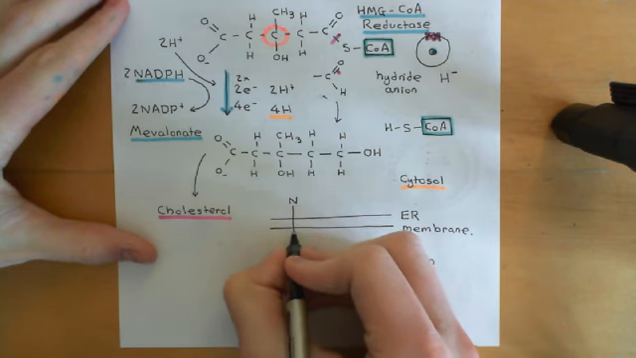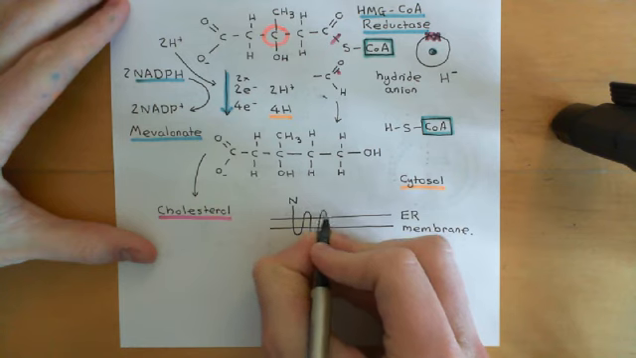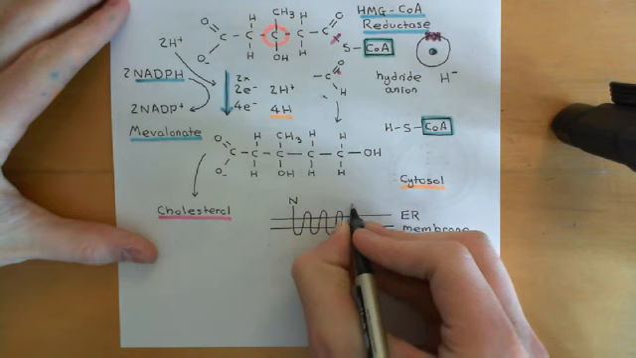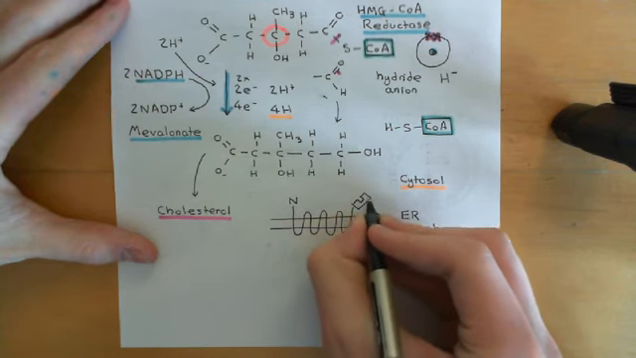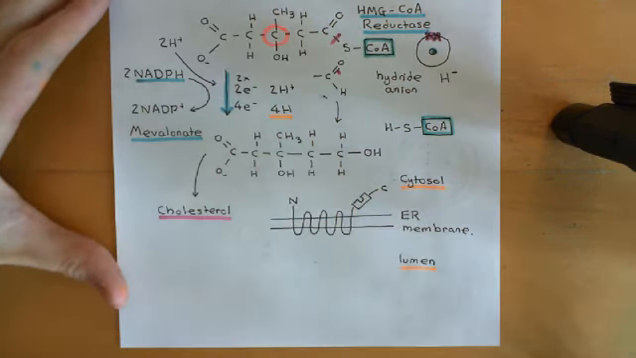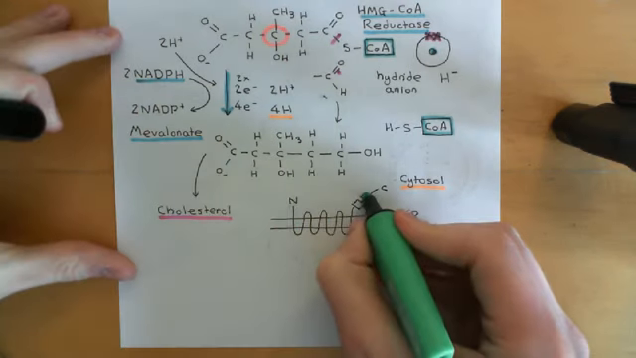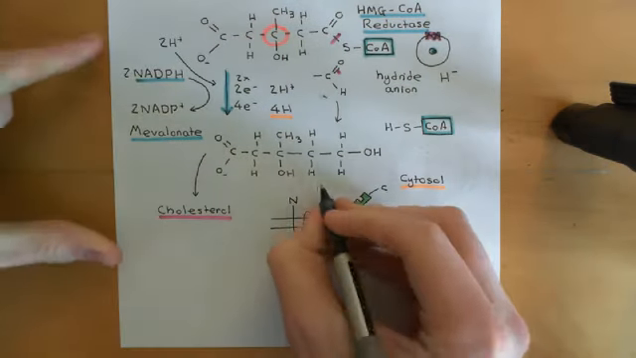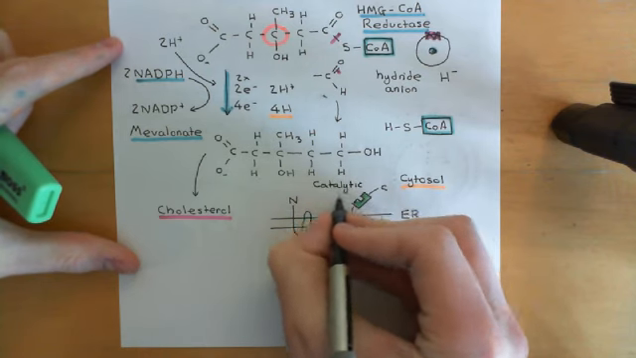Okay, then you're going to have your first membrane spanning alpha helix, your second, your third, your fourth, your fifth, your sixth, your seventh, then your eighth, and then on the cytosolic side you're going to have the catalytic domain. This is the portion that's actually capable of catalyzing the conversion of HMG CoA into mevalonate. So let's colour the different portions in here. This is the catalytic domain here in green.